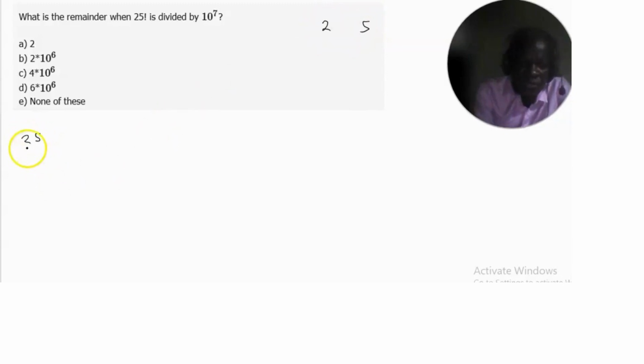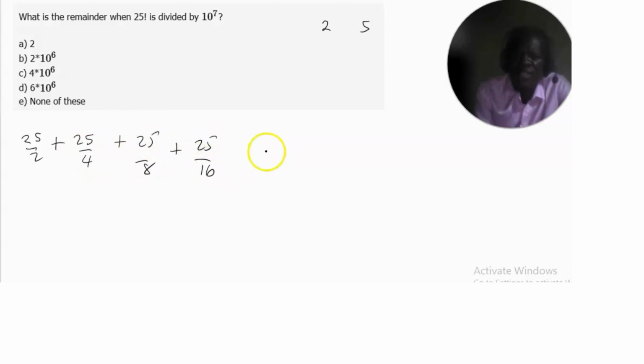The formula to use is 25 over 2 plus 25 over 4 plus 25 over 8 plus 25 over 16. The next one will give us a denominator that is greater than the numerator, so we stop here. How many twos here? This is 12, plus how many fours here? This is 6, plus how many 8 here? That is 3, plus how many 16 here? This is 1. So this gives us 22. So that means there are 22 twos here.